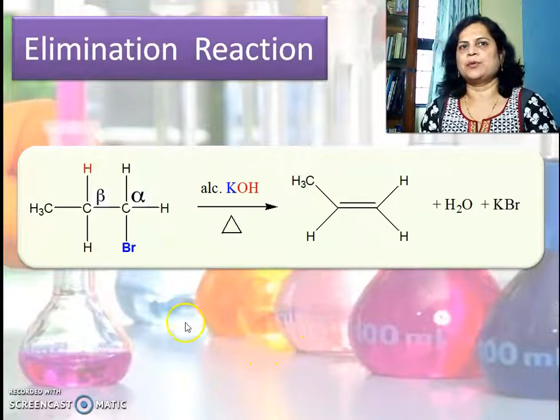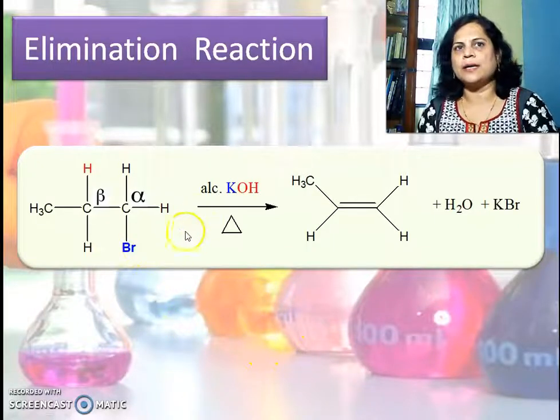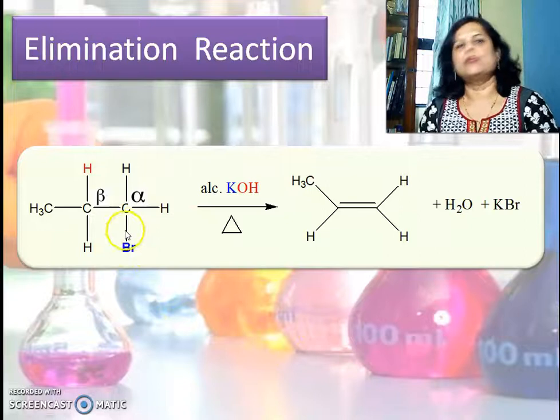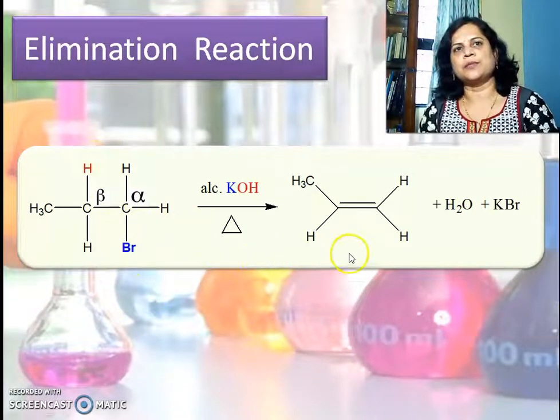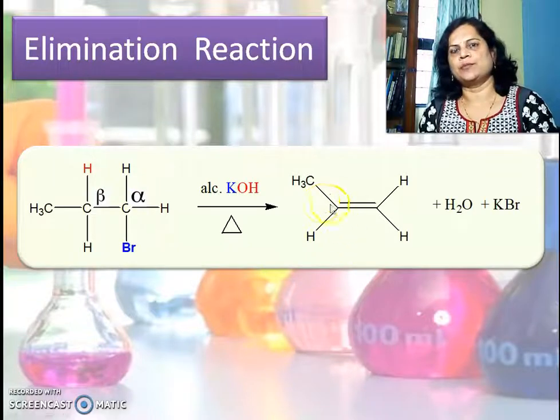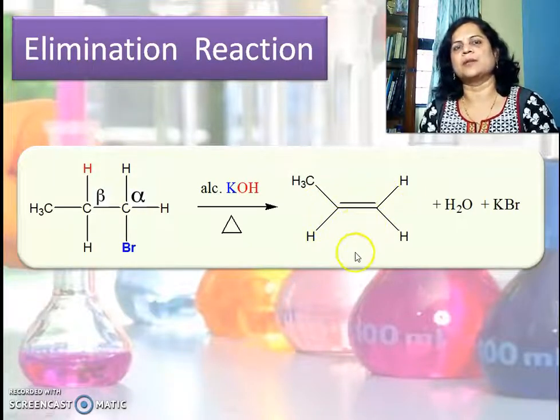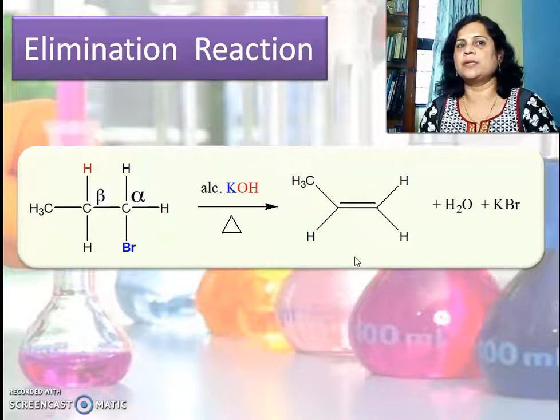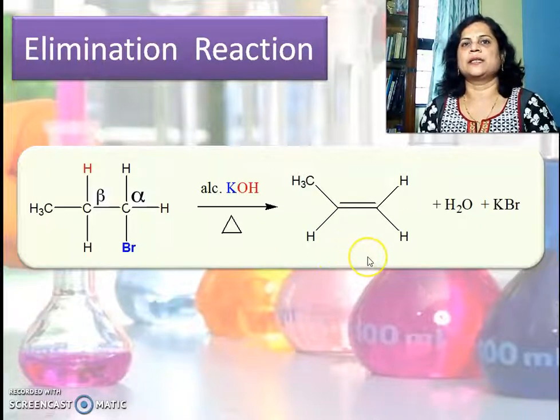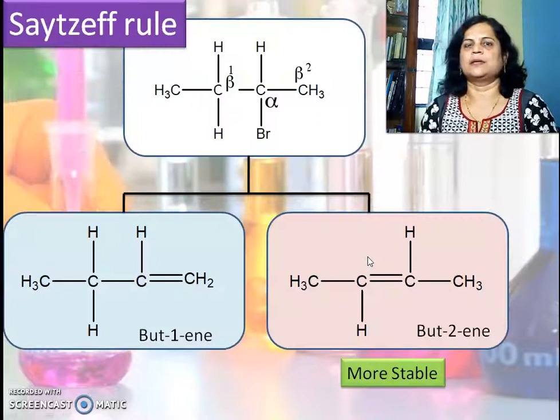In propyl bromide, on the alpha carbon atom, Br is present. On the beta carbon, hydrogen is present. So removal of hydrogen from the beta carbon and removal of Br from the alpha carbon atom, formation of a double bond in between the alpha and beta carbon atoms. And the product is propene, by using alcoholic KOH.